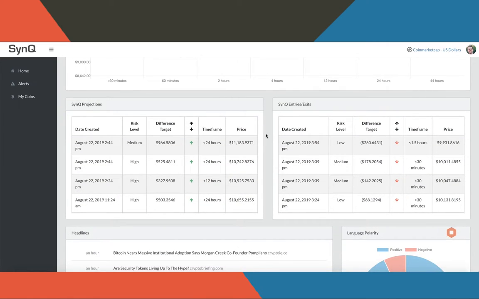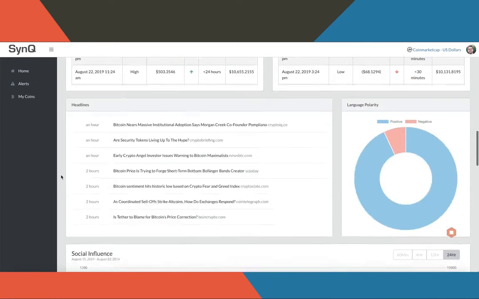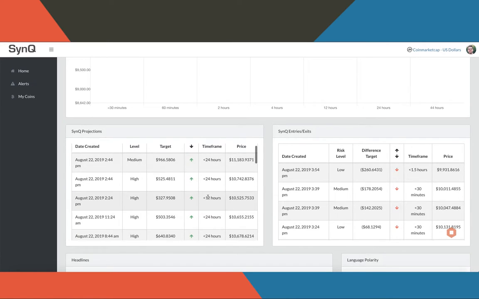Here in SynQ projections, we actually have the actual projections with the risk level, the difference target, time frame, and price. And we just had another reset. Good. These are the SynQ projections. These are long term, so 12 hours, 24 hours into the future, and you can see SynQ is pretty bullish at this point in time. And these are the entries and exits.